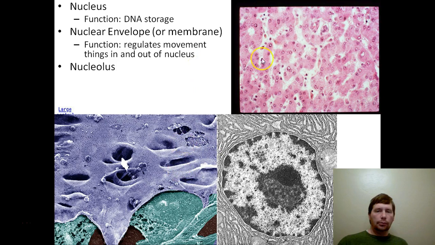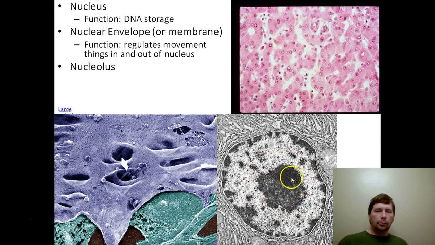Now, the next part of the nucleus we need to talk about is the nucleolus. If you look at each of these nuclei here, of these liver cells, you may notice that a lot of them have a little dot right inside of them. That little dot, that is the nucleolus. If you look at this picture of the nucleus right here, this dot right here is the nucleolus.